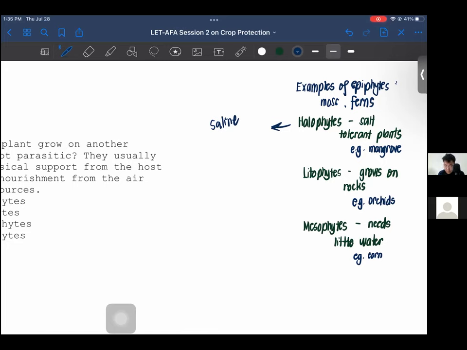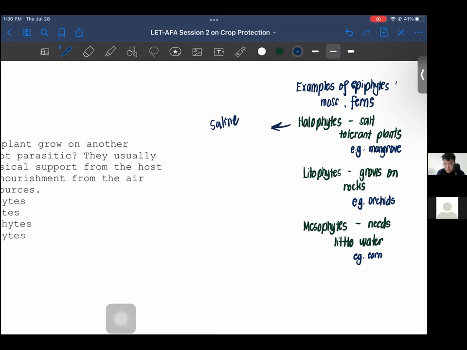And yung mesophytes naman, these are plants that need little water. An example of this is corn. Kaya yung irrigation natin sa corn is not as intensive as what we do in rice, right? Sa rice, we can flood them. We can flood them in water. Merong ganong procedure sa rice. Pero in corn, we cannot actually do that because they can survive even with little water.